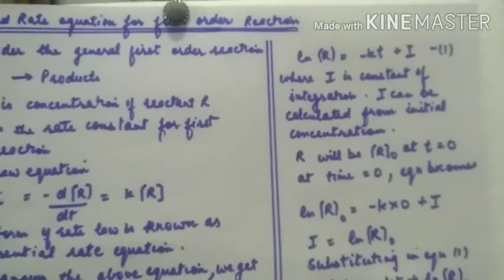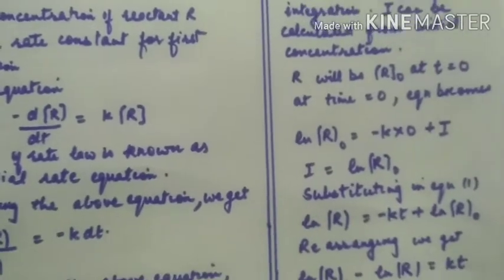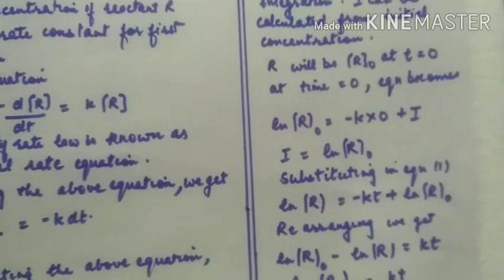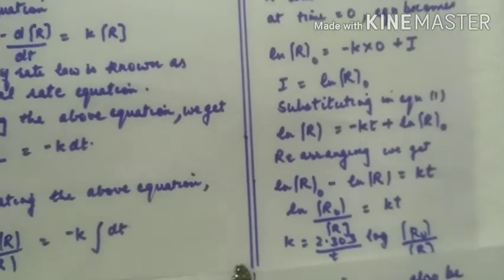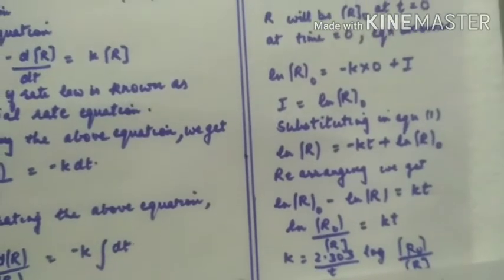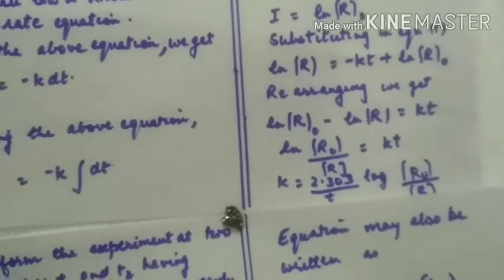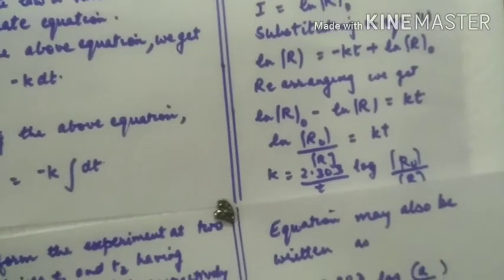R will be R naught. So the equation will become ln R naught is equal to minus K into 0 plus I. K into 0 is 0, so I is equal to ln R naught. Substituting this in the equation, we get ln R is equal to minus Kt plus I, and in place of I it becomes ln R naught. Rearranging, we get ln R naught minus ln R.